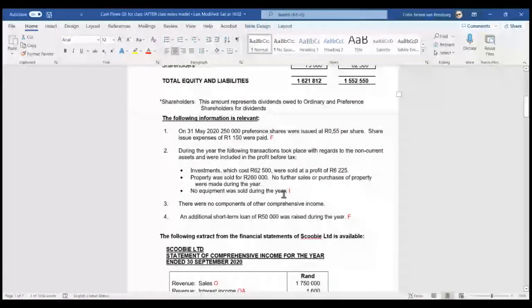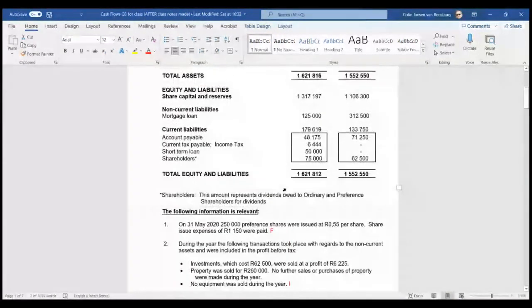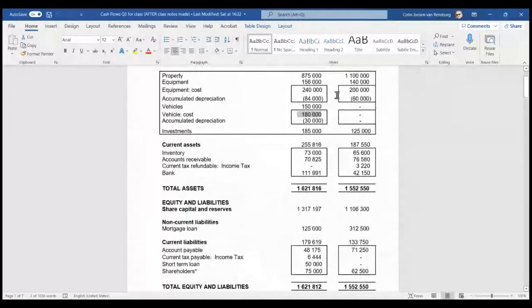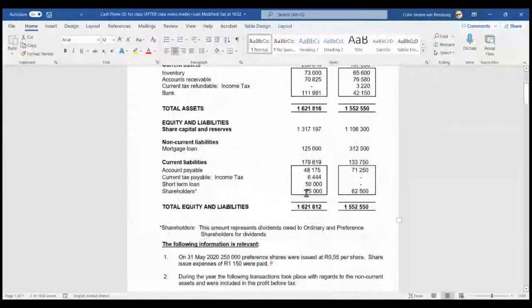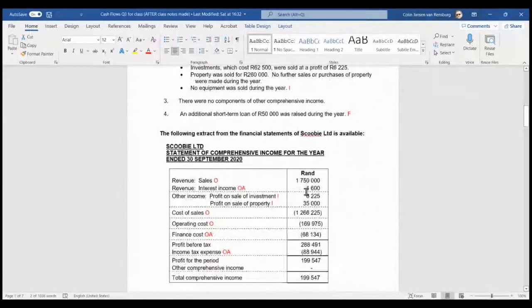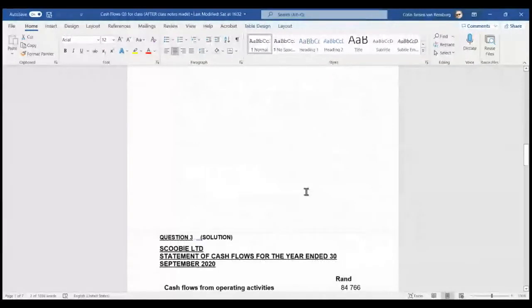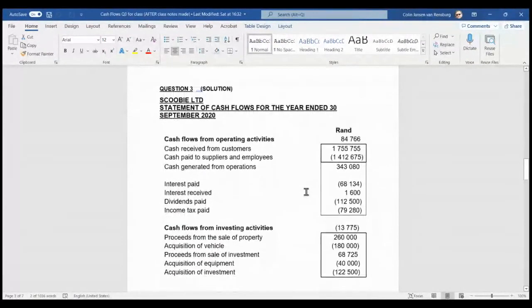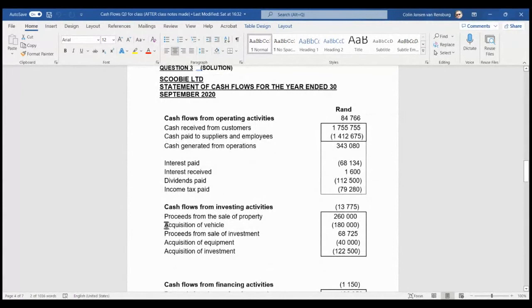Let us just check the amount again. We can copy it. 180,000. Right. We go to our statement of cash flows. We must describe it appropriately. And there we go. Acquisition of vehicle.